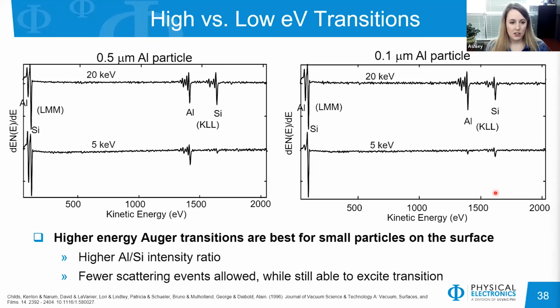That's because primary electrons can travel further, lose more energy, and still excite these LMM transitions where they would not excite the KLL transitions. Therefore, when selecting between high or low eV transitions in the quantification, when you're doing your atomic concentration of nanoscale features, higher eV transitions are preferred because they are affected less by backscattering.